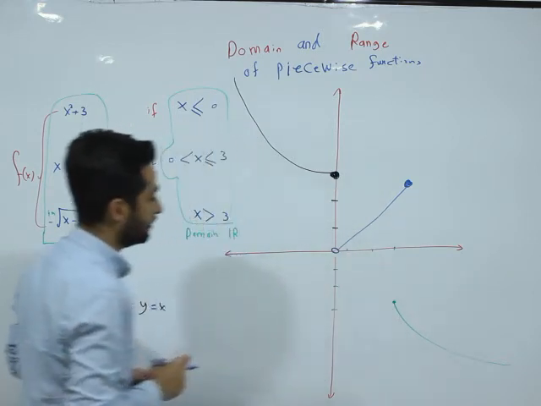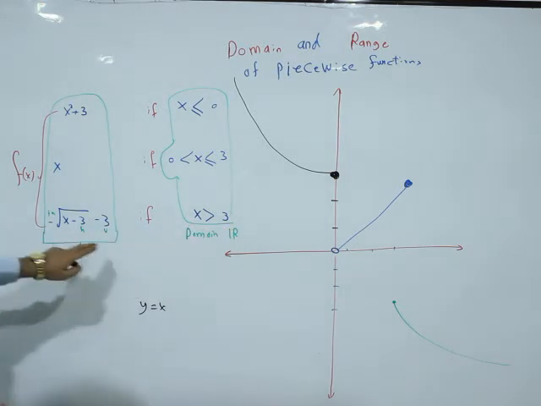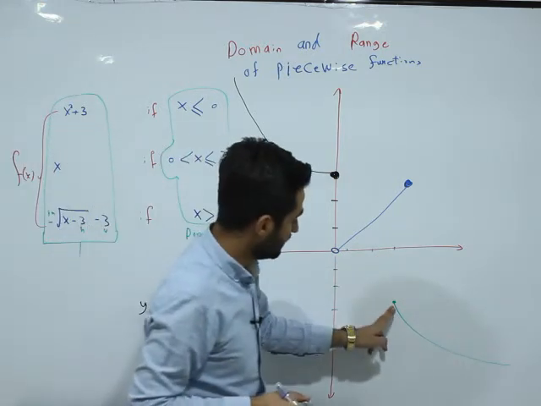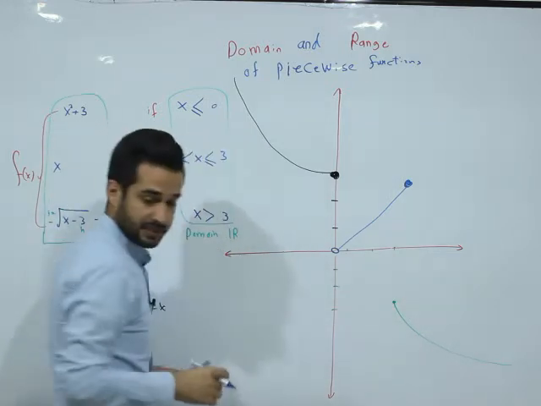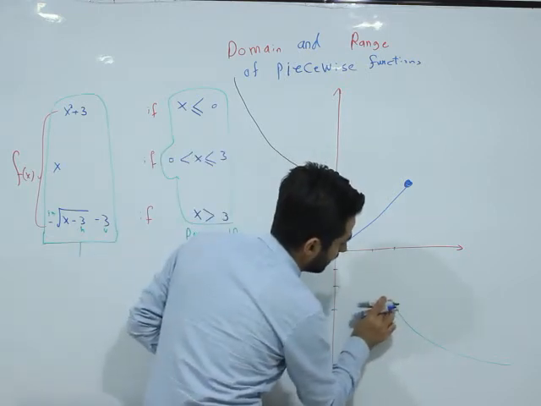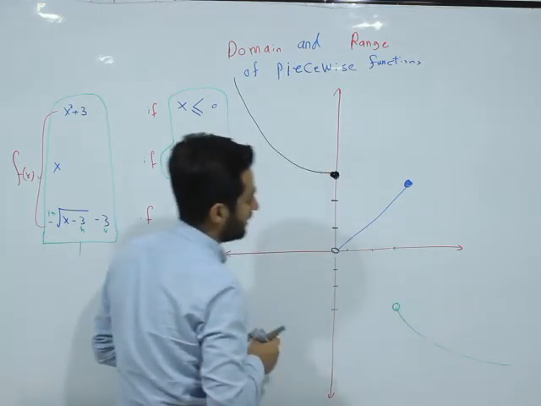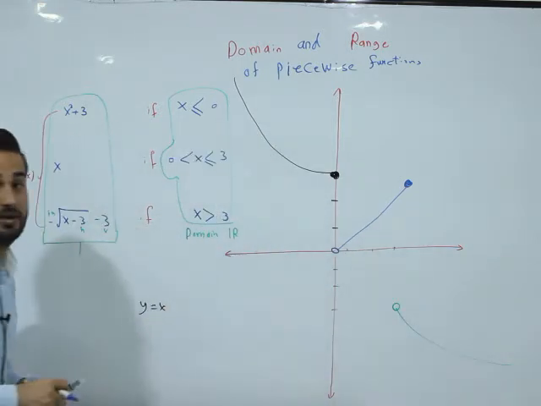Sorry. Now, for the other one, x is greater than 3. For this one, this is 3. And this must be open because we didn't have equal. So let's say this is open, 3 and minus 3 is open. And then it goes to the right. And we don't have anything on this side, so we are not claiming anything here.